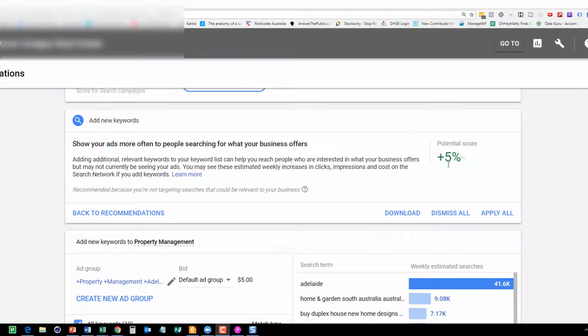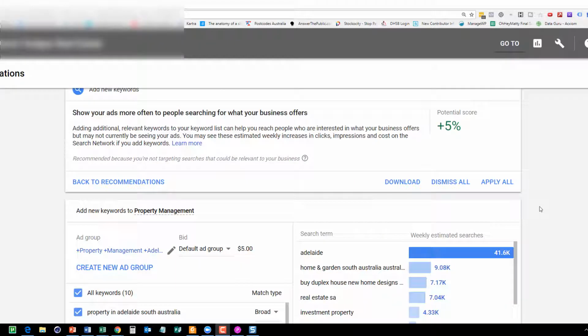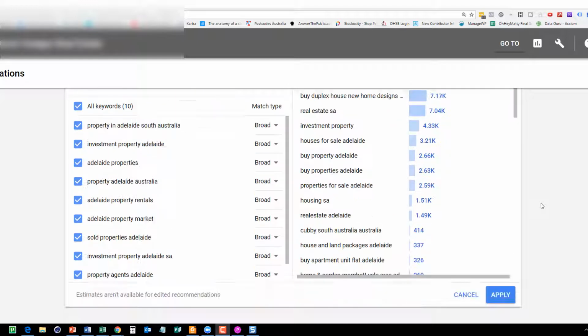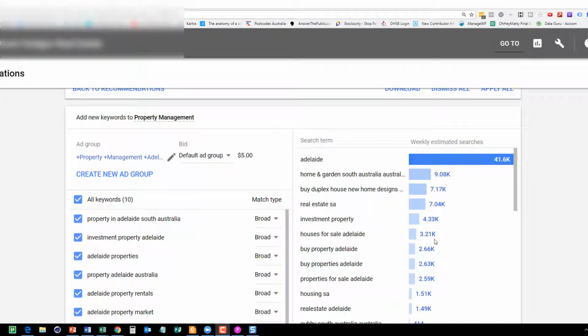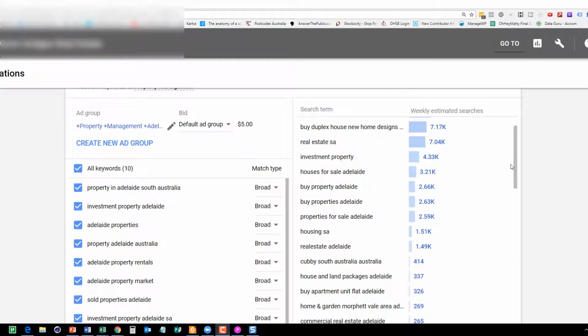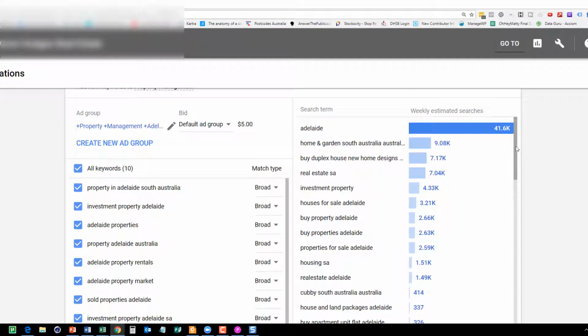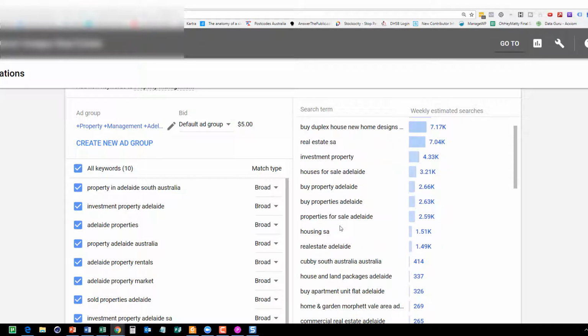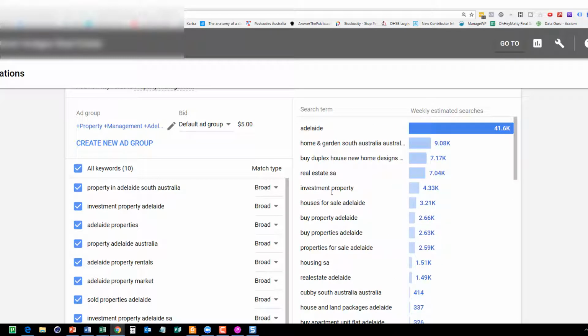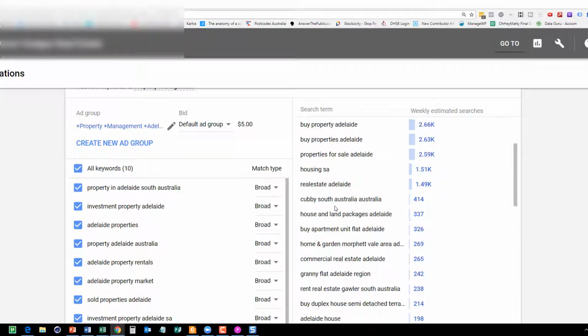So potentially you'll get another 5% out of this by adding in these keywords. So these are the keywords that they're suggesting here. So property in Adelaide, South Australia, investment property, Adelaide, etc. Now, on the surface, that all looks good, and this is a bit of an estimate. If I can just scroll this up and down, you can see some of the weekly estimated search terms for various different keywords related to this, whether it's investment property, houses for sale, housing, etc.